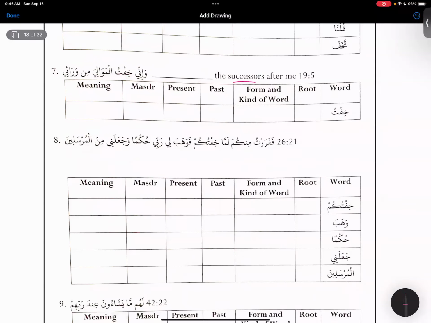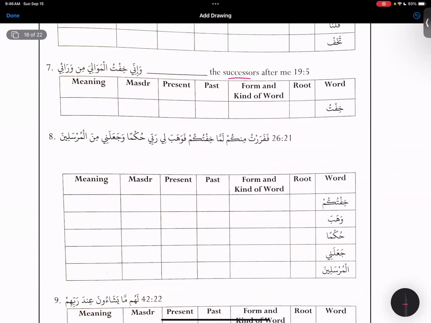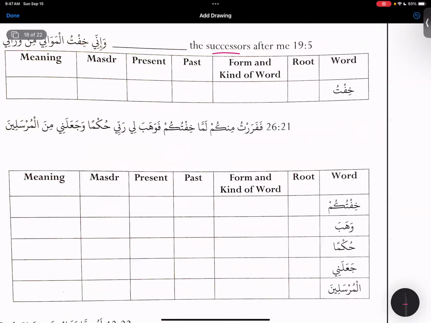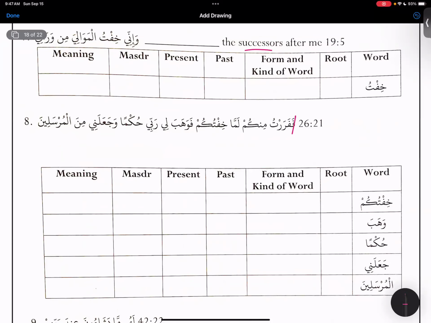Okay, then farartu. What kind of fail is farartu? Madi, fail is ana. What is giving away that this is ana? The tu, the dhamma on ta. Yeah, exactly. And this fa is atf, right? So fa farartu, so I flee.